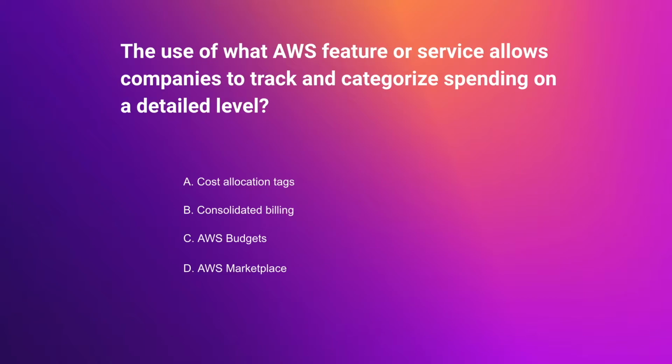The use of what AWS feature or service allows companies to track and categorize spending on a detailed level? It's really important with some of these questions that you read them carefully and pick out the main points and the key words, because you might come across a question where you see two answers and you're not sure about them. You're like, oh, they both sound kind of right. Then when you look at the question in more detail, you see a key word such as, okay, on a detailed level, it wants to know on a very detailed, granular level. So it's going to be this one or this one.